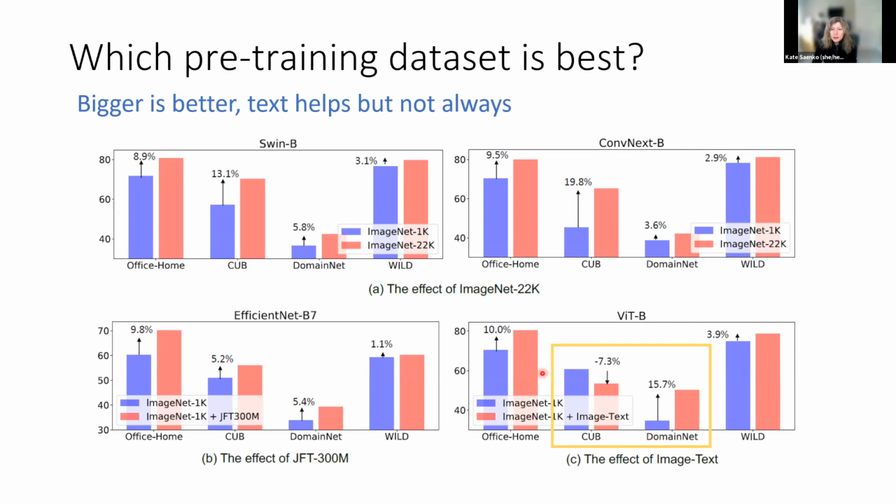But the interesting thing is, if you pre-train on image text data, it can have a large effect on some data sets. On DomainNet, for example, there is a very large improvement in generalization, but it actually hurts on other data sets like CUB. So this kind of pre-training seems to help a lot sometimes, but not always.